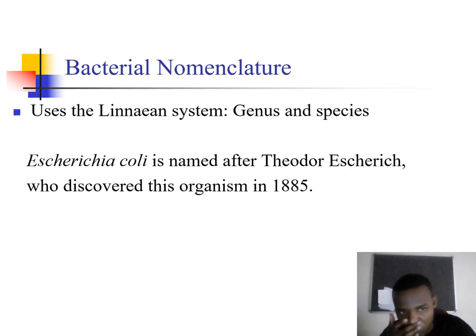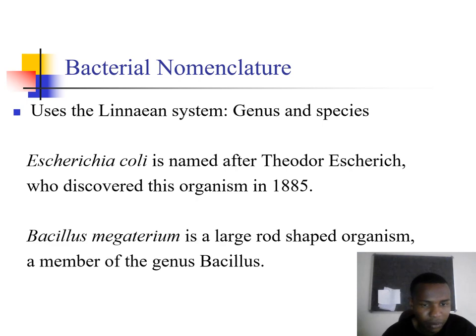So when we name, we use the Linnaean system. We name by the genus, then the species in which they are there. So Escherichia coli is named after Theodore Escherich, who discovered this organism in 1885. But they have another called the Bacillus megaterium. Let me show you. Please don't mind my spelling, I mean the way I pronounce. So the Bacillus megaterium is a large rod-shaped organism, a member of genus Bacillus.